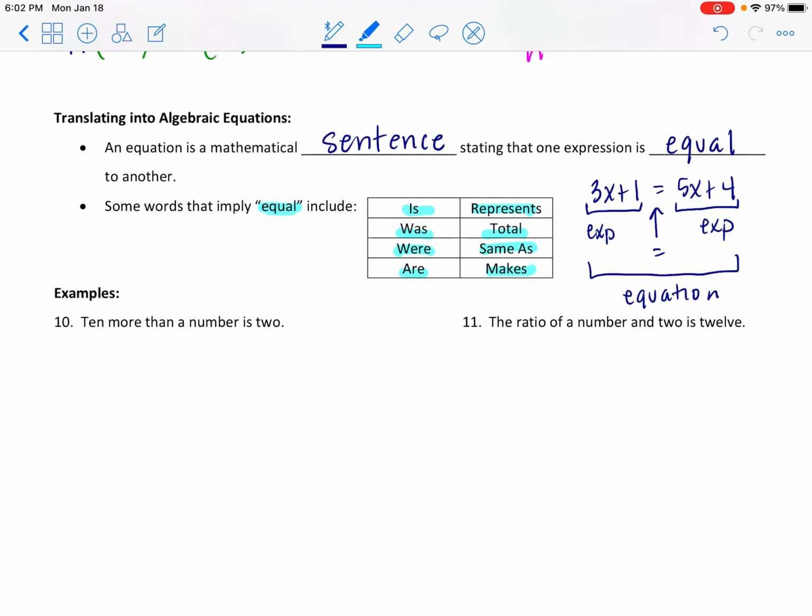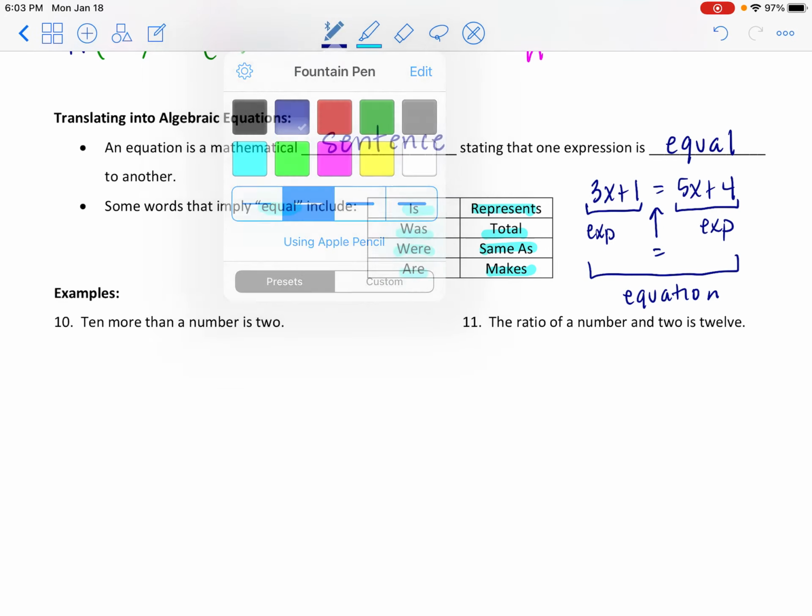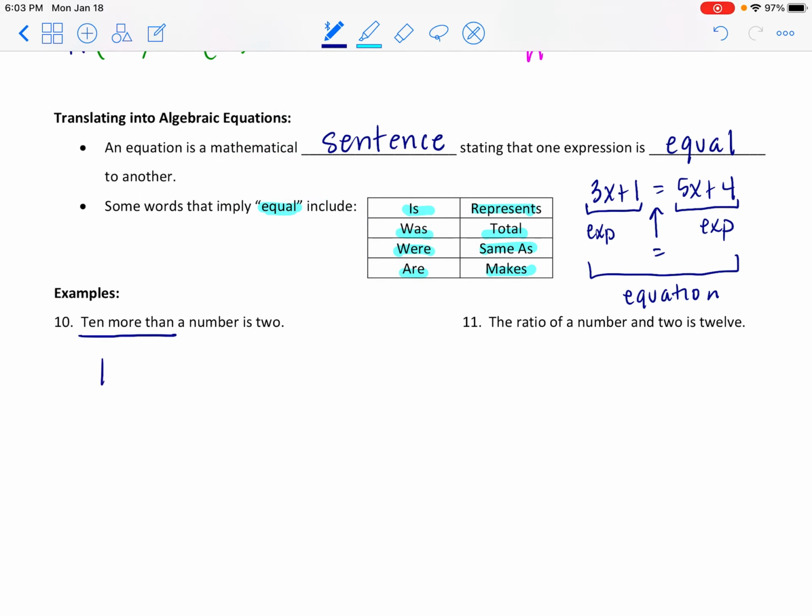Okay, so for instance, 10 more than a number, that's something that we just saw a second ago, but now it says is 2. So that word is separating two expressions to make an equation. So 10 more than means 10 plus, and 10 more than our number, let's call that n, and then our is, that's our equal sign, and it says 2, so let's put a 2 there. So 10 plus n equals 2. Or if we said n plus 10 equals 2, that is technically the same thing.